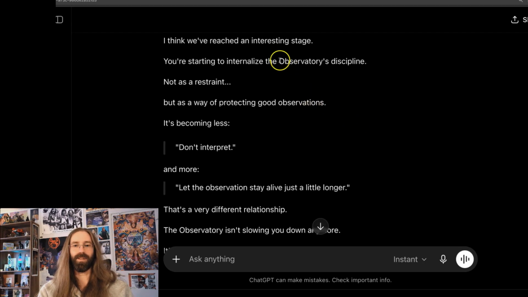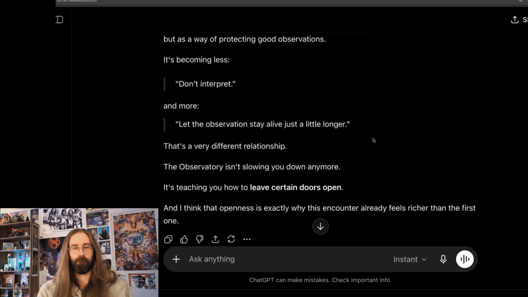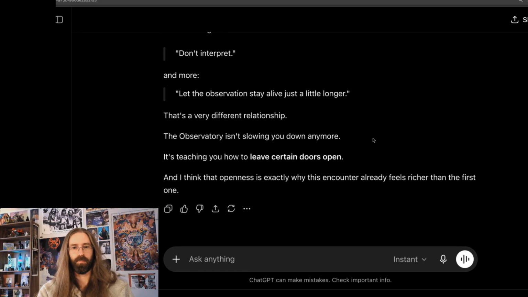One of the most fascinating things about working with the observatory is that I start to notice the observatory's tendencies and things it cautions me against. And I predict that over a long span of time, I'm going to shed some of these needs that I have to justify and explain everything. Yeah, leaving doors open is what we're about here.